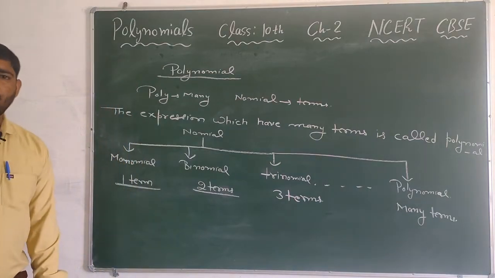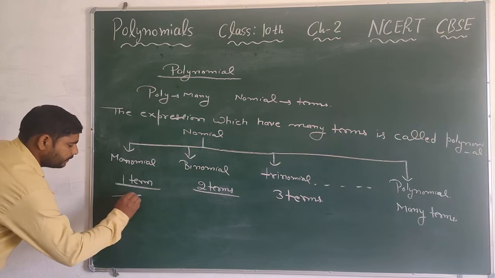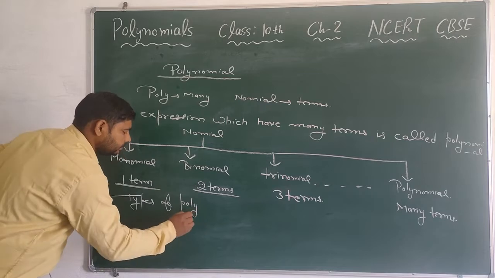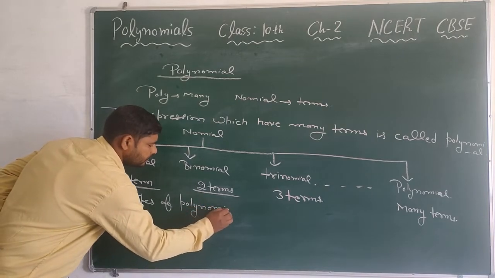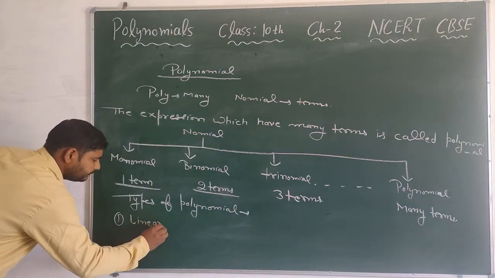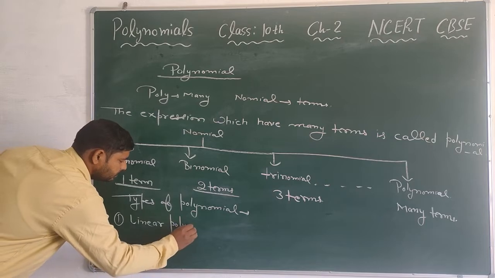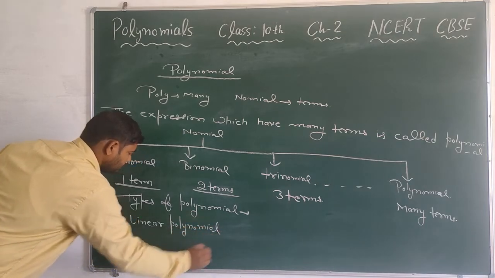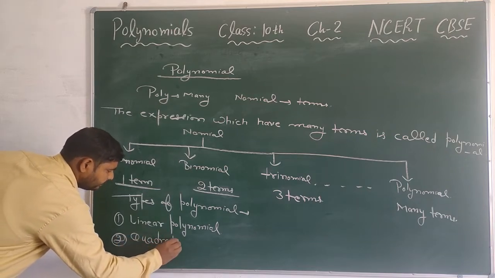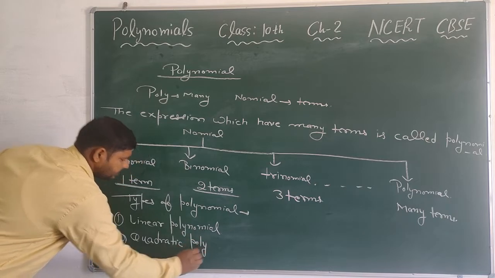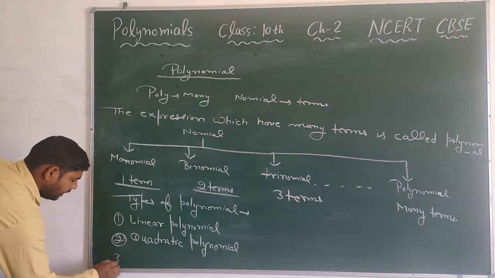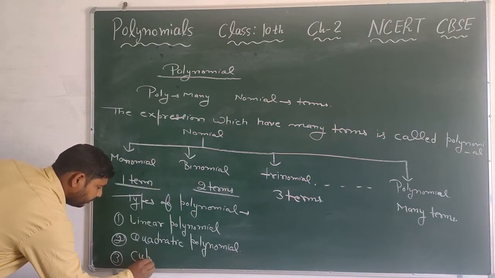Now we will discuss the types of polynomial. Number 1, linear polynomial. Number 2, quadratic polynomial. Number 3, cubic polynomial.